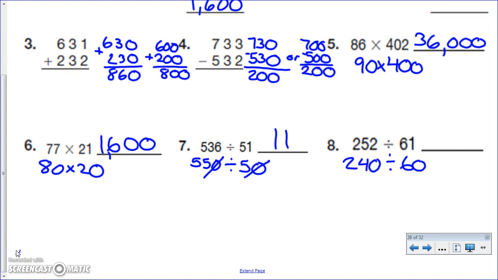And same thing on this one, you can cancel out the zeros, 1 in each part of the problem, so you can cancel them out. And 24 divided by 6 is 4. So 252 divided by 61 is about 4. Please make sure that all of the work is written down and glue this paper into your math notebook.